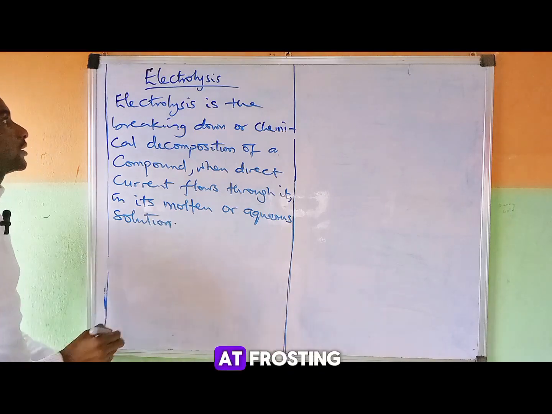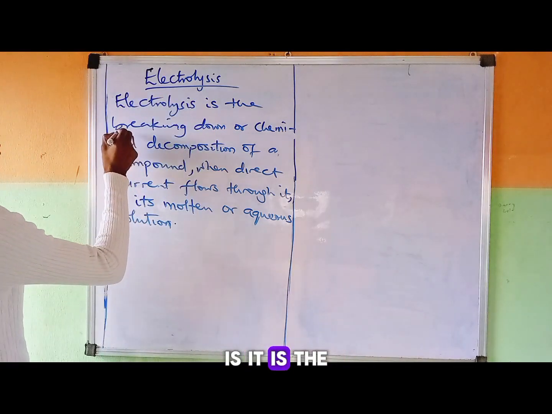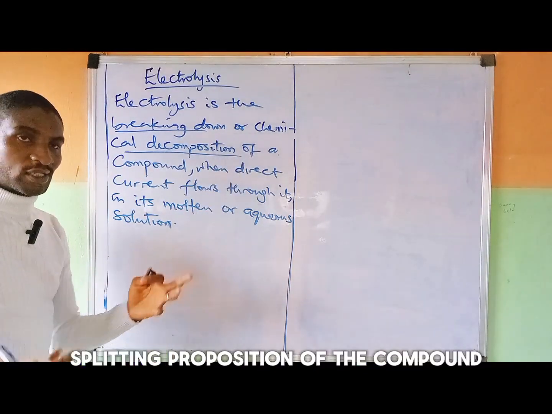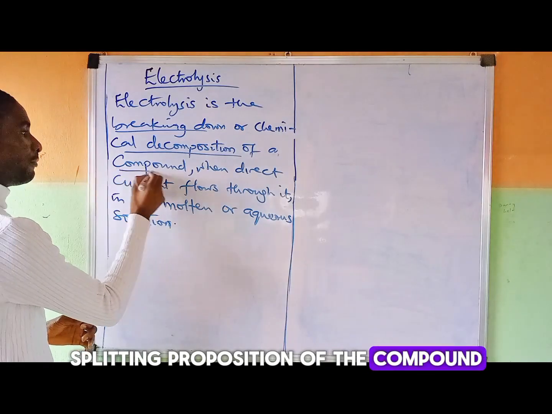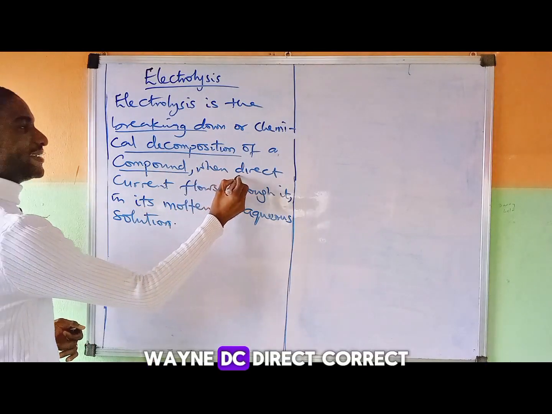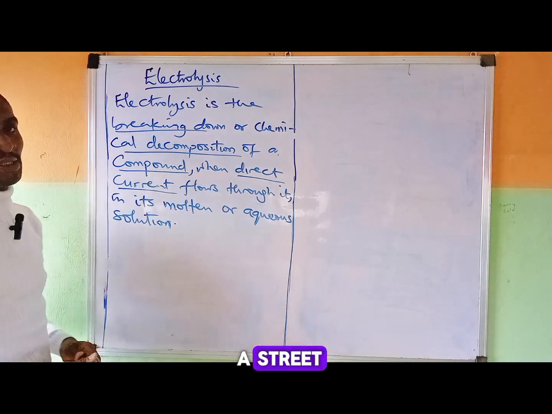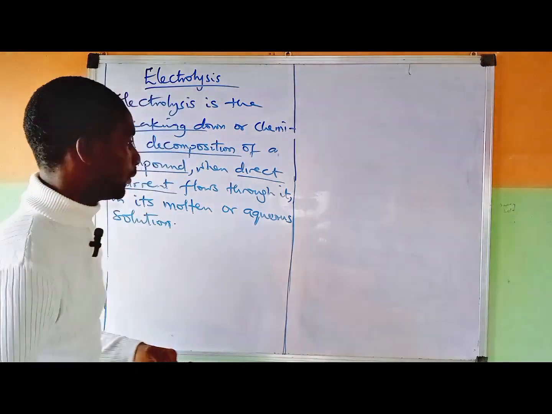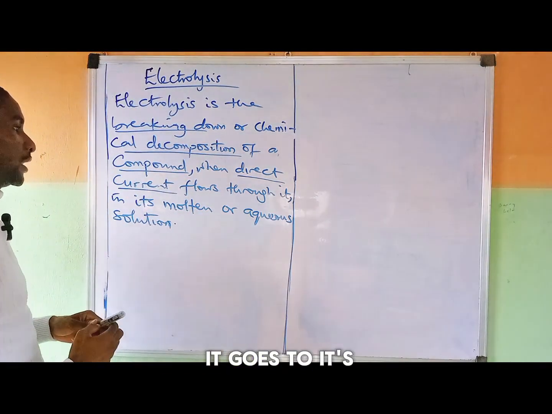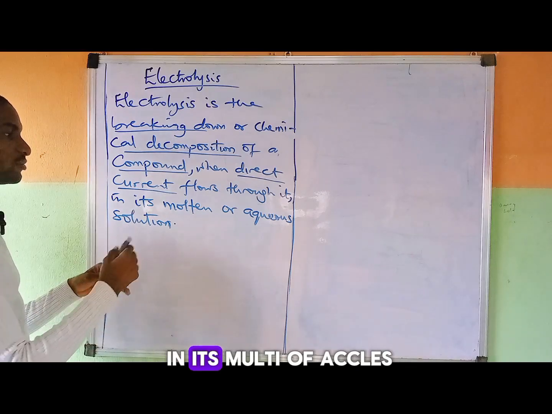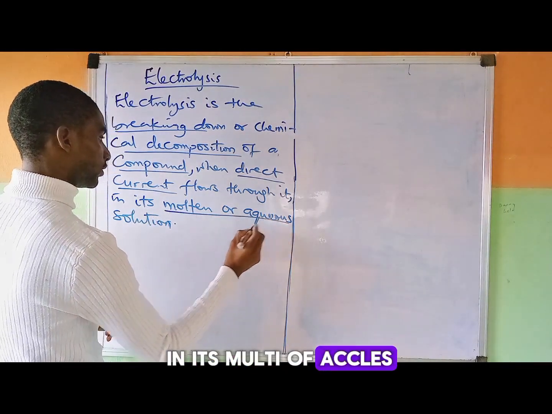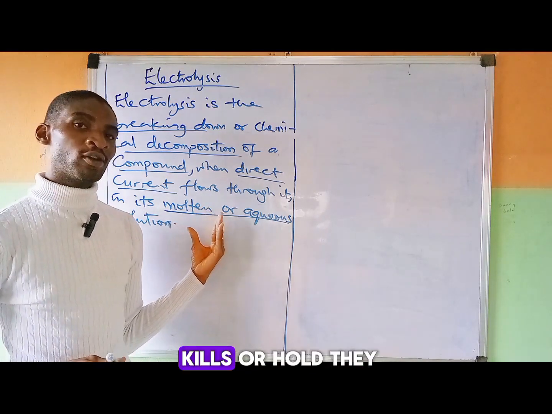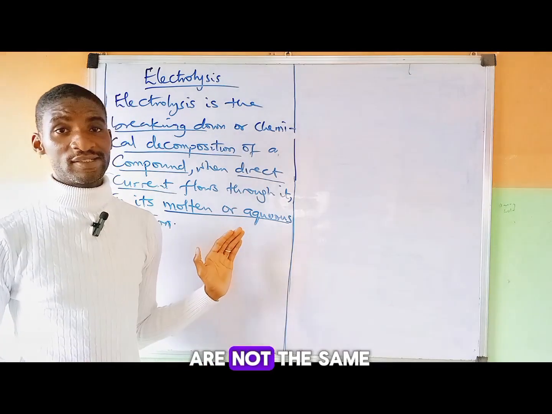Now take note of that. First thing is, it is the breaking down or chemical decomposition, splitting, decomposition of a compound when DC, direct current, flows through it. Some textbooks will just say when current flows through it, in its molten or aqueous state. So take note of these two, aqueous or molten. They are not the same.